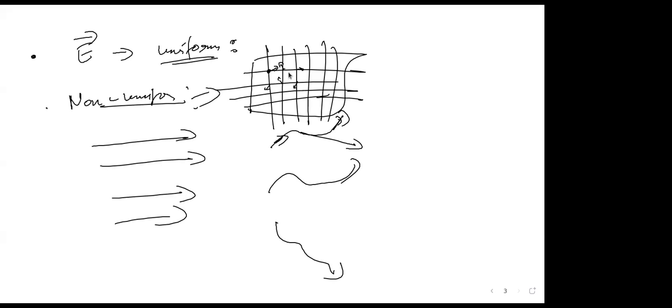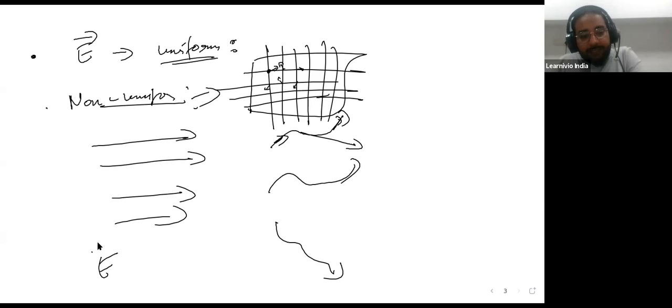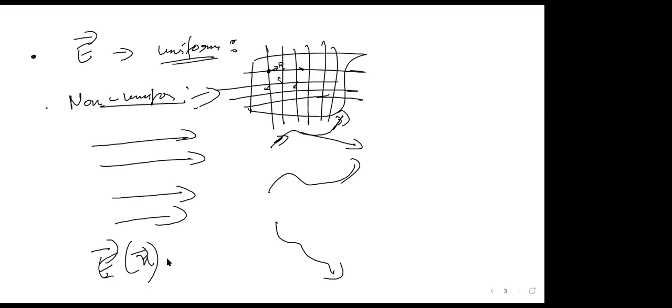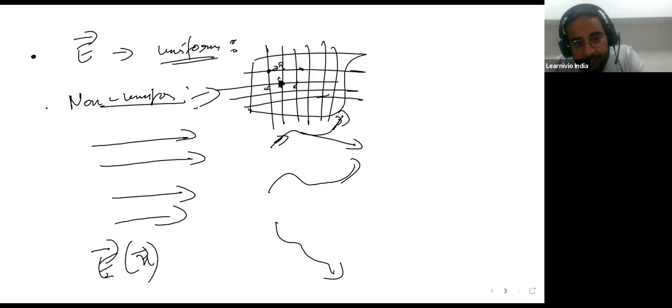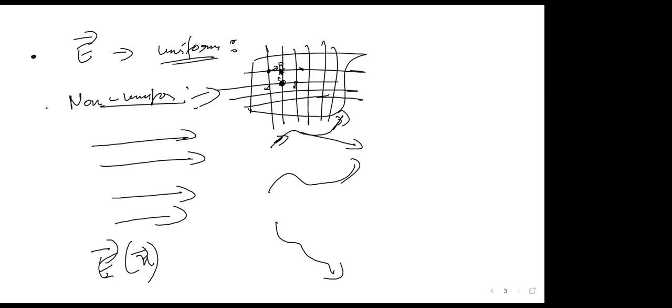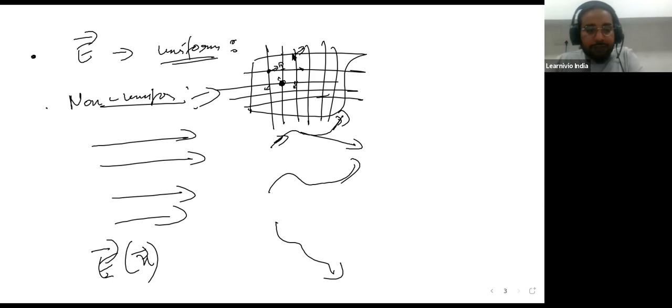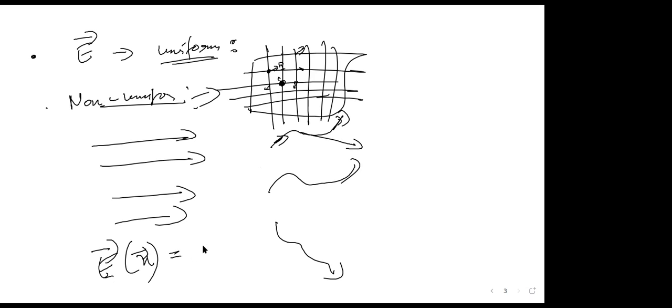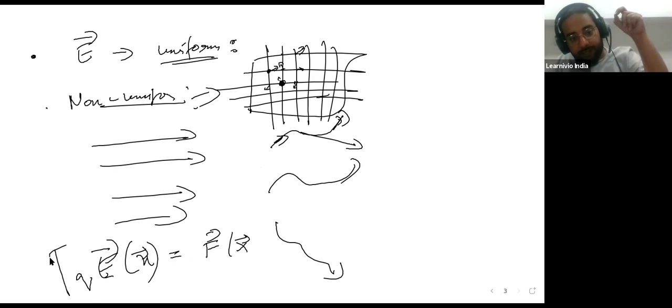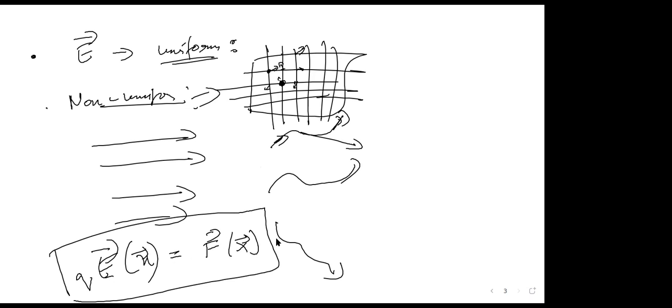What will happen in the non-uniform electric field? Since the electric field will start depending on the position vector, let's say the origin is somewhere here, now from the origin, wherever you are on this grid, you will feel the force that is because of the electric field at that point, correct? So the force may also be a function of x given by this particular equation. Make sense?